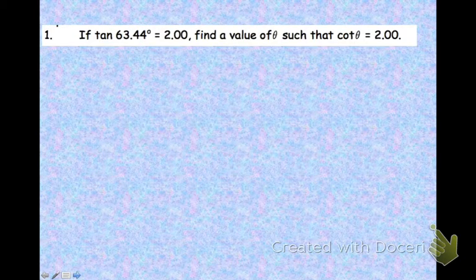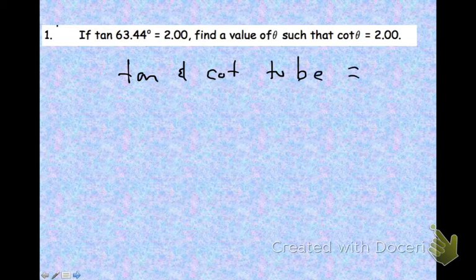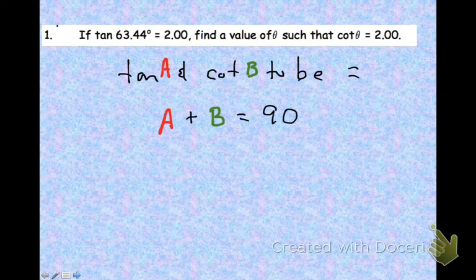So looking at example 1, if tangent of 63.44 is 2, they want you to find the value of theta such that cotangent of theta is 2. Well, we know that for tangent and cotangent to be equal, the two angles have to add up to 90. So this angle here, let's call it angle A. And this angle here, let's call it angle B. We know that A plus B has to equal 90 degrees.